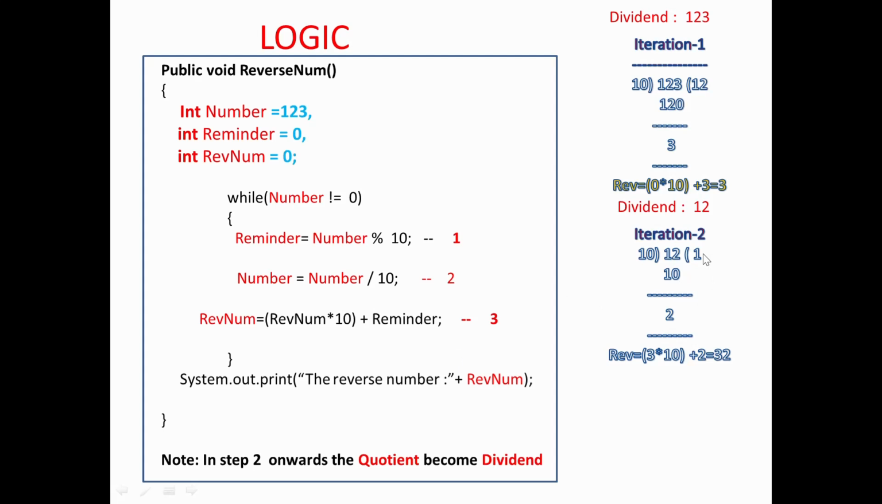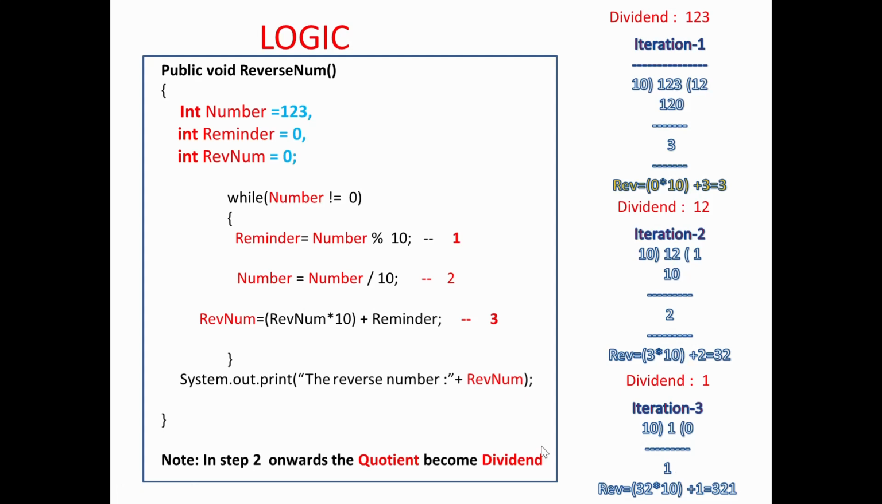Now the 1 is assigned to the number variable. It will check whether the number is not equal to 0. It's true, so it will allow. And 1 modulus 10, what will happen? Is it divisible? No, it's not divisible. Here you can see 10 is not divisible to 1, so the quotient is 0 and the remainder is 1.